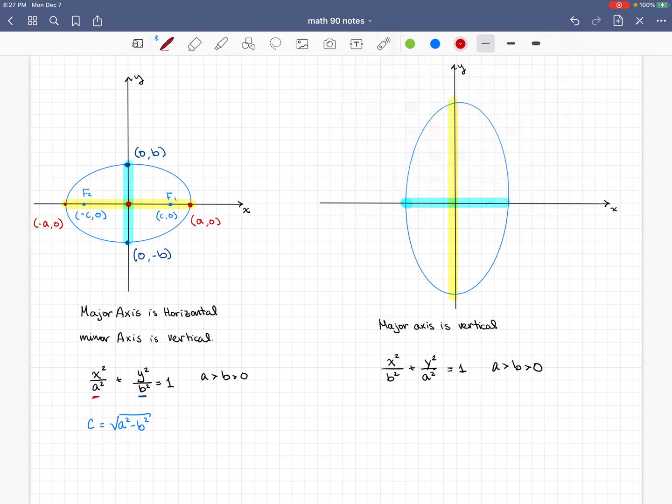I want to point out again that at this moment, everything we're looking at is symmetric about the origin. So while it doesn't make sense for an ellipse to have a center, it's not a circle, it does make sense to talk about it in terms of symmetry. Okay, so a lot like what we said with the horizontal major axis example, these 2 points are going to be (0, a) and (0, negative a), and these 2 points are going to be (b, 0) and (negative b, 0).